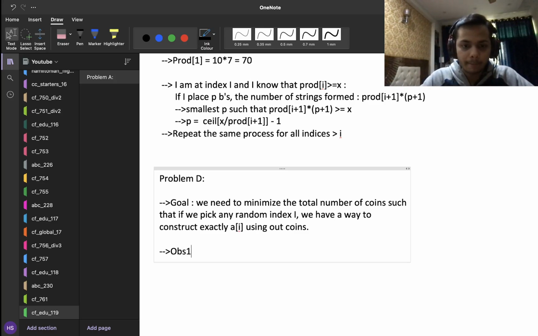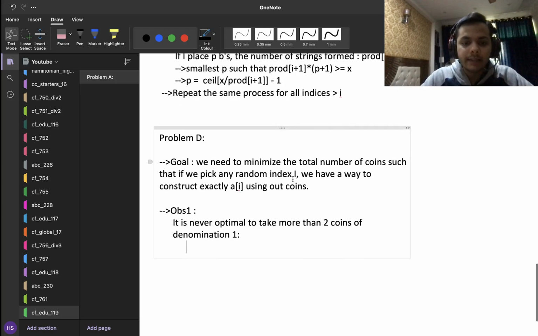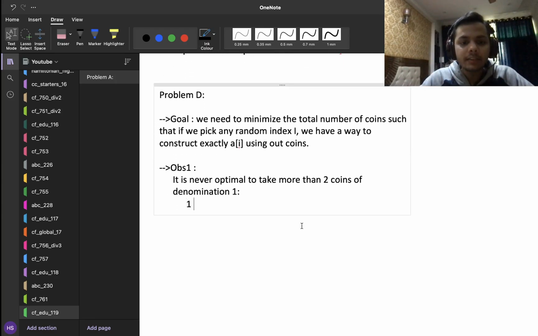So observation 1 is that it is never optimal to take more than 2 coins of denomination 1. And let's see why that is happening. So let's say we pick three coins of denomination 1, right? So if we do that, what are the total different amounts that we can form? We can form 1, we can form 2, we can form 3, but we cannot form anything else, right?